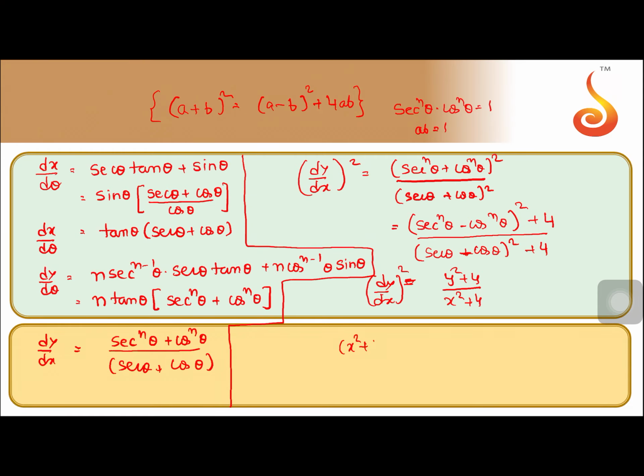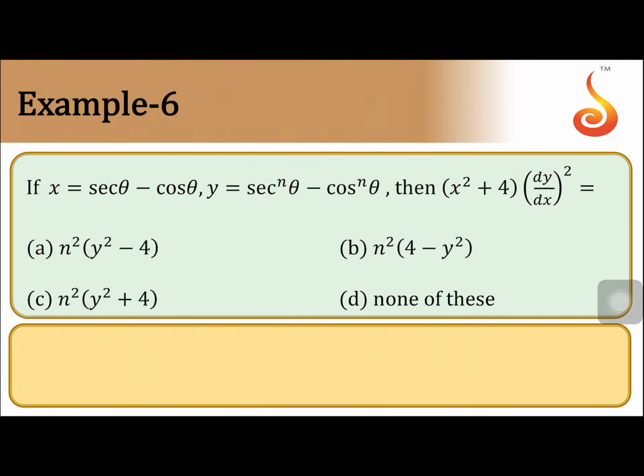Okay. So we get our result x square plus 4. Obviously we forgot one term, n square. Dy by dx, n will be here. Because n dy by dx won't cancel, here you get n square. In this bracket also you get n square. Here also you get n square. So x square plus 4 times dy by dx whole square is equal to n square times y square plus 4.